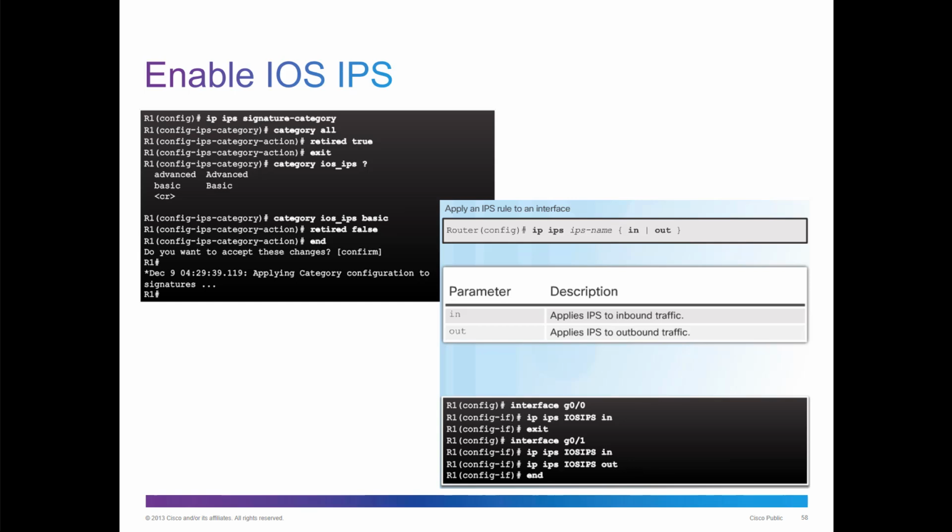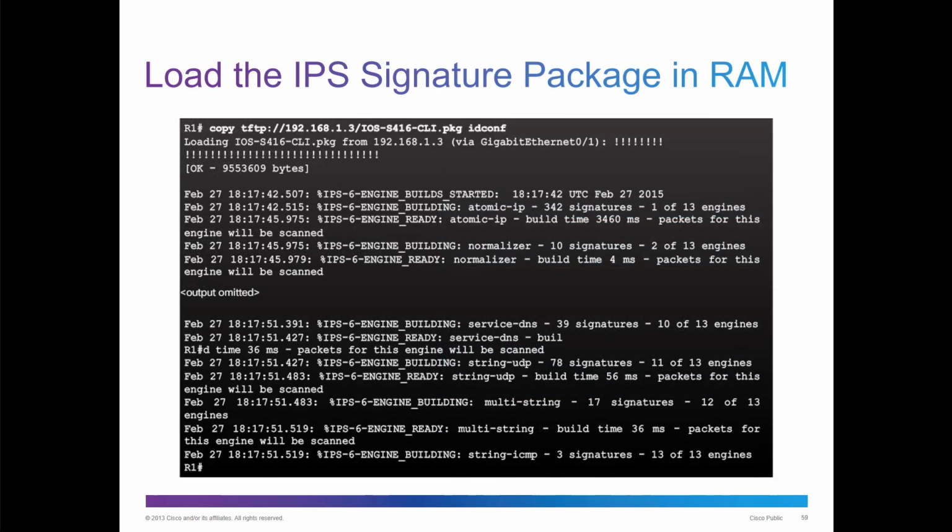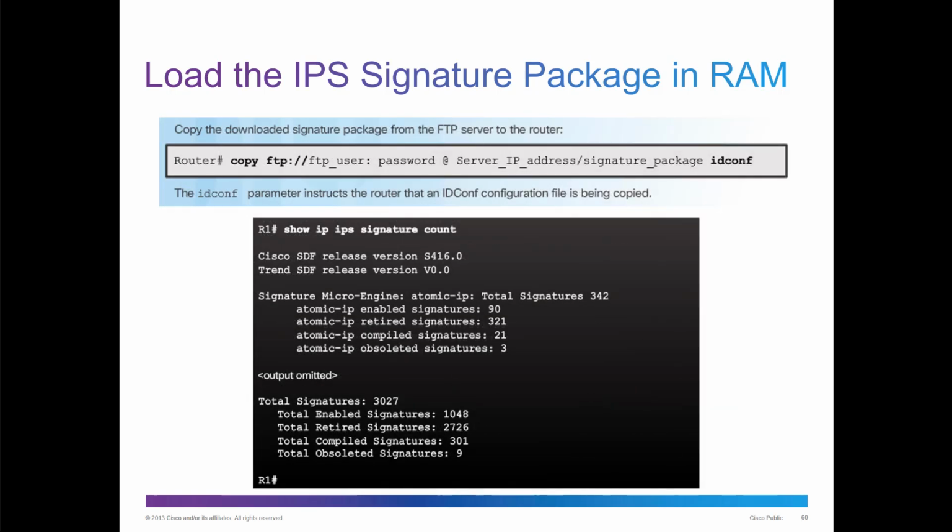So a common one is, how do I get the signature package to load? Typically we do this through TFTP and it will load in the memory. Copy tftp, the appropriate username, password, idconf. The idconf parameter will instruct the router that the IDconf configuration file is being copied. Hence why we include the idconf.